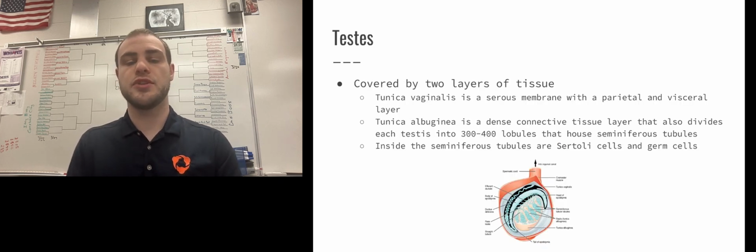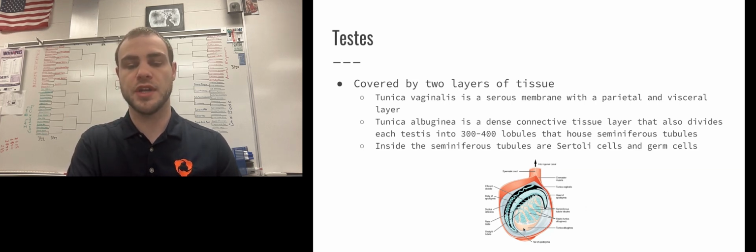The testes have two layers of tissue that I don't cover super in depth. I just mentioned one of them. First, you have the tunica vaginalis. It's going to be a serous membrane, so think back to our epithelial unit. And it's going to have a parietal and a visceral layer. And the tunica albuginea is going to be a dense connective layer. It's going to divide each of the testes here.